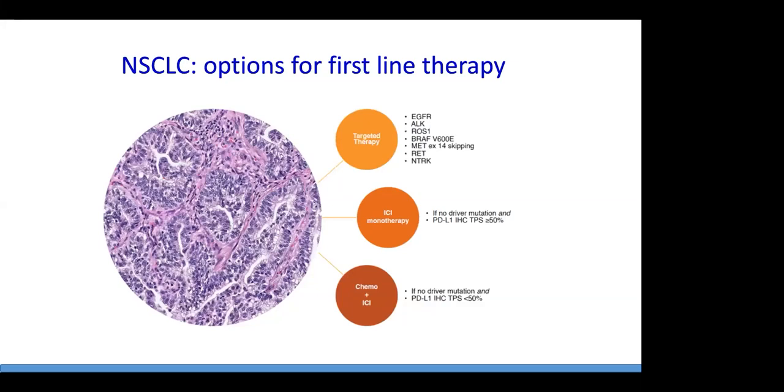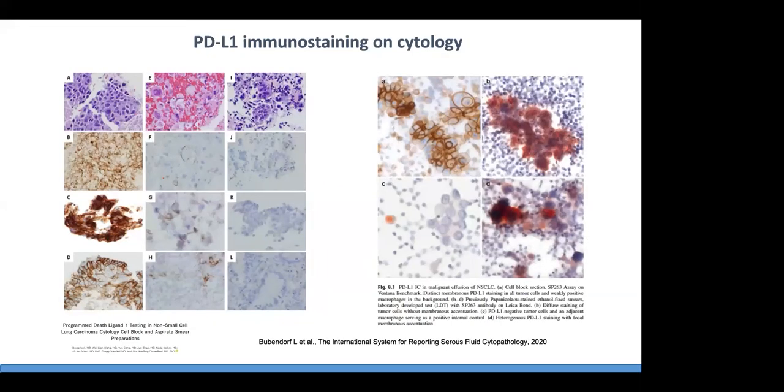So these are the options for first-line therapy in lung cancer. The genes that I listed are targets for targeted therapy, but also for immunotherapy. For example, if the patient has PD-L1 more than 50% positive in the cells, it's a good target for immunotherapy. In recent years, more and more papers have started studying PD-L1 expression in cytology. It's possible to do. We can do it in cell blocks, but also, for example, in exfoliative cytology.